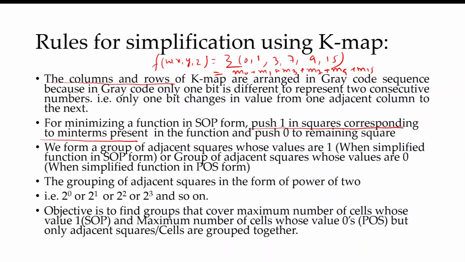This means 6 min terms are used. This means 6 AND gates, each a 4 input AND gate, are required. Some number of NOT gates are required, and one more OR gate, a 6 input OR gate, is required.